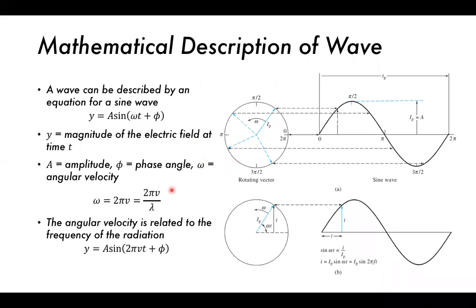So omega is going to be equal to 2 pi v, which is going to be equal to 2 pi v over lambda, where v is the velocity of the wave. So that's like meters per second or whatever. Lambda is then the wavelength of the wave. So that can also be in meters. It can be in centimeters.